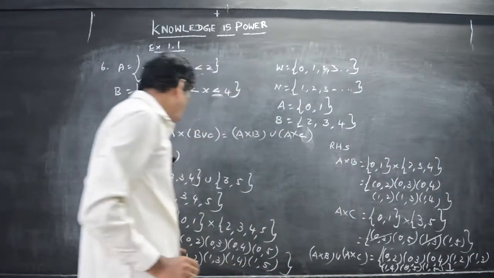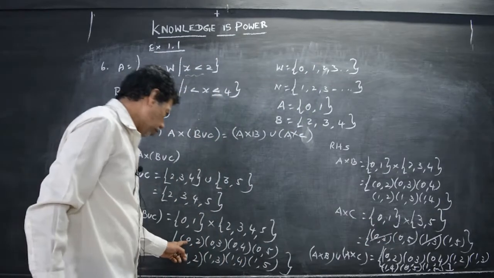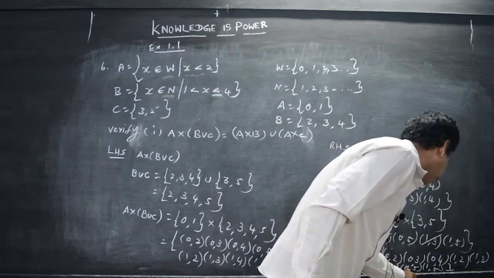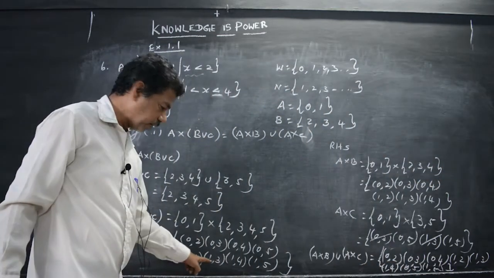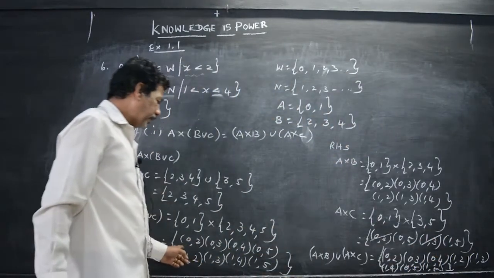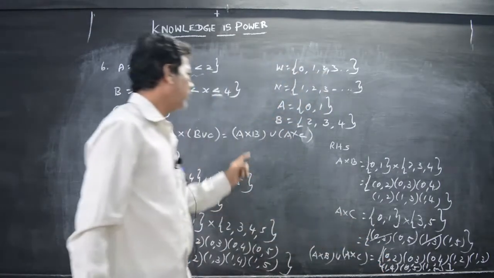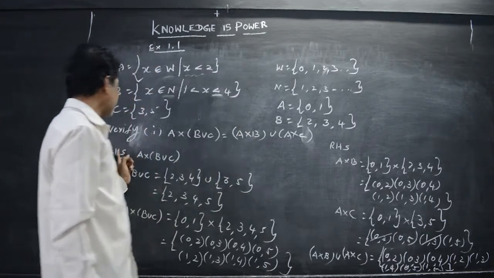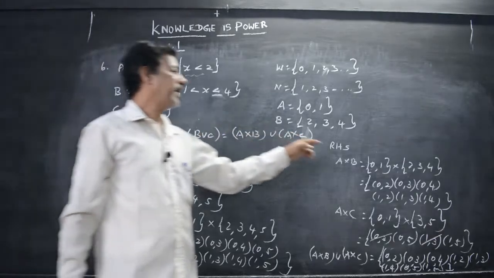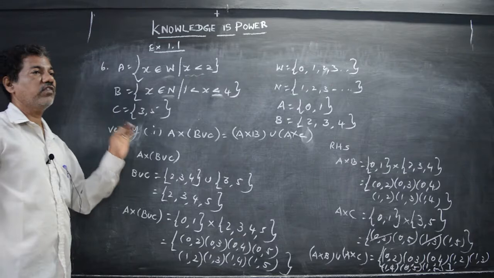So now check what elements are present here. The same thing will be followed: 0 comma 2, 3, 4, 5, and 1 comma 2, 1 comma 3, 1 comma 4, 1 comma 5. If you check the answer present here and the same answer here, then it is proved as true. Left hand side equal to right hand side. So if the elements on the left hand side and the elements on the right hand side are the same, hence it is proved as true. So this is one of the 5 mark sums.